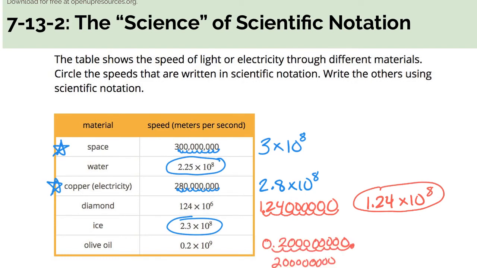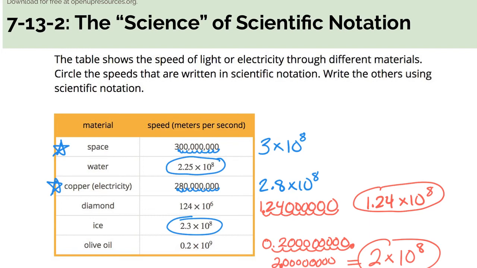Okay, now for olive oil, I did the same thing right here. I expanded it out. I moved my decimal to the right 9 times and then simplified it. So this is what I have. Now, if I'm going to put this in scientific notation, I would put my decimal right after my 2. And so this would be 2 times 10 to the 8th. So that is those numbers written in proper scientific notation.